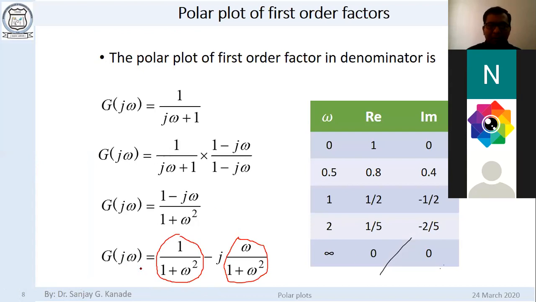We can find out the magnitude, or simply the real and imaginary parts, right? When we substitute omega equal to 0, what do we get? Real part is 1 upon 1 plus 0, which is 1. And the imaginary part is 0, right? Similarly, if we calculate for some values, like 0.5, and the last value we are interested in is infinity. When we substitute omega equal to infinity, what do we get? This is 0 and this is also 0. 0, 0, right?